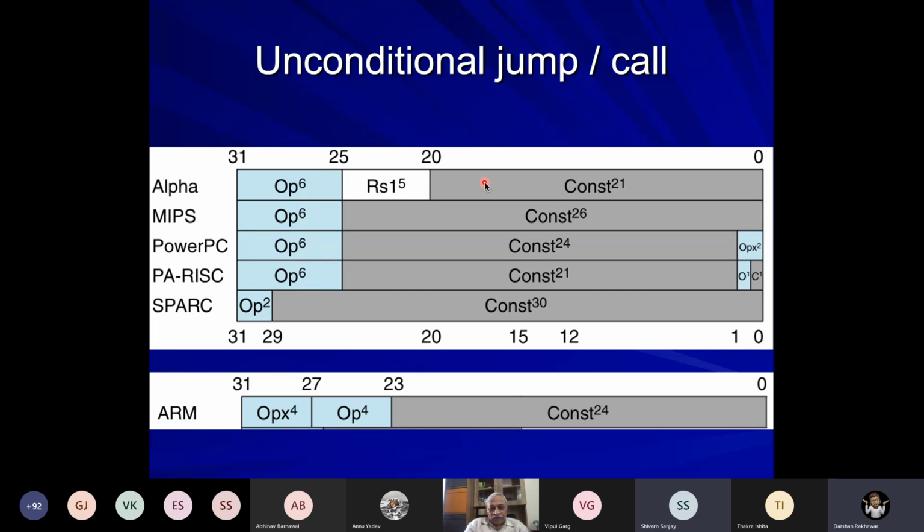Unconditional jump. So since it is unconditional, there are no condition fields. So you have larger space for the constants. Even in ARM, you have the same structure as conditional jump because there is no separate unconditional jump here. If you make the condition field contain 14, that means it is branch always. Okay, that's unconditional.